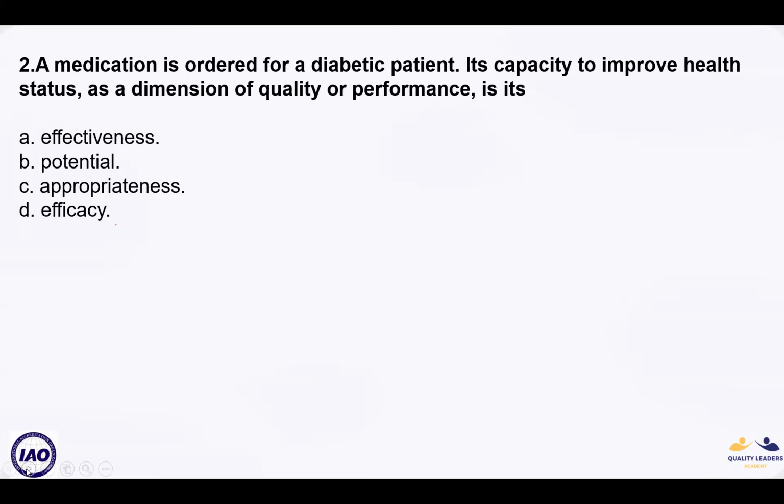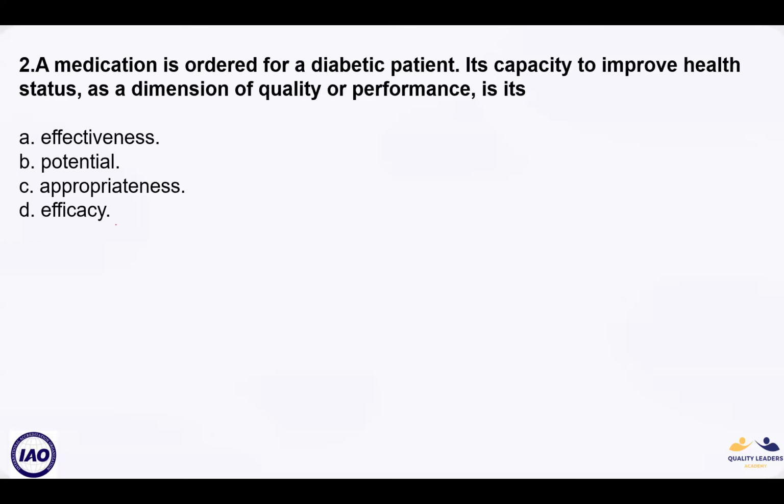Now, coming to our second question. Here, a medication is ordered for a diabetic patient. Its capacity to improve health status as a dimension of quality or performance is its what? Okay, so here the question is asking which quality dimension describes a medication's capacity to improve health status.